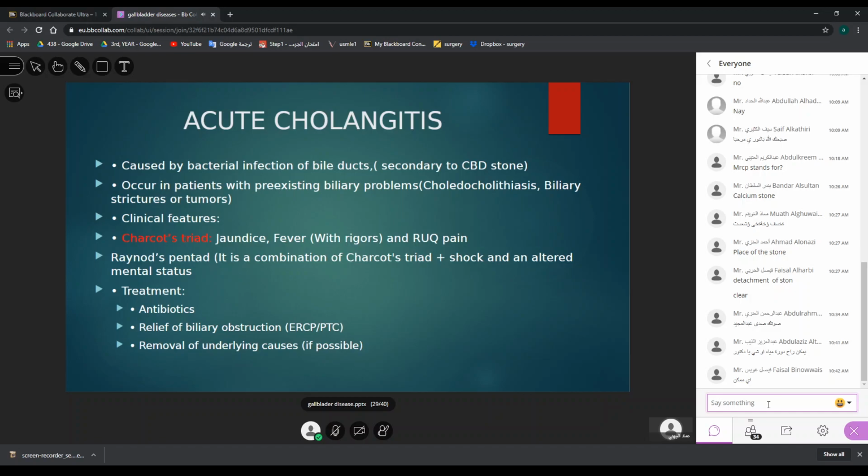Okay, good. So acute cholangitis is a surgical emergency, and it is very dangerous. The patient can die with acute cholangitis. It is caused by a CBD stone, which is a common bile duct stone leading to obstruction. This obstruction gives rise to infection.